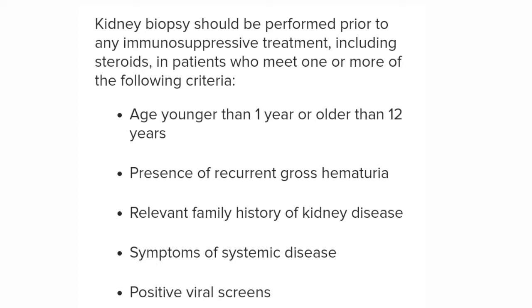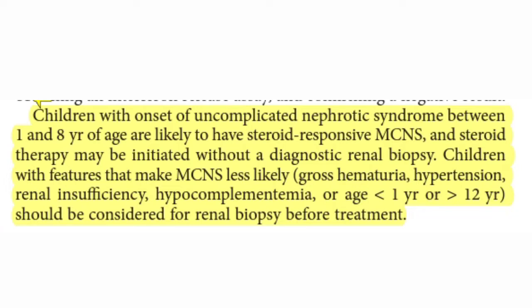Relevant family history of kidney disease, symptoms of systemic disease, and positive viral screen. If any of these is present, you have to go for biopsy. Children with onset of uncomplicated nephrotic syndrome between 1 and 8 years of age are likely to have steroid responsive minimal change nephrotic syndrome, and steroid therapy may be initiated without a diagnostic renal biopsy. So in this age group, you can go for steroid therapy without biopsy.